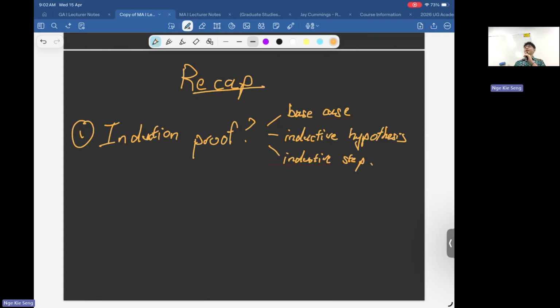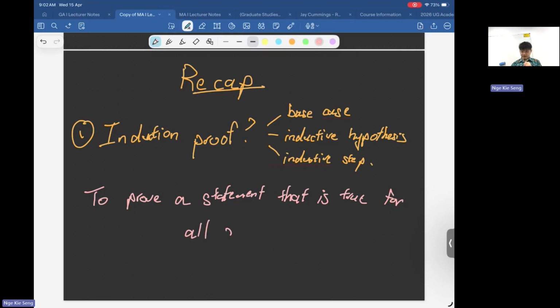Yes, X in where? In where is very important. You want to prove a statement that is true for all X in N. Right. Why is it useful here? If you imagine that if you want to prove for all X in N, what are the things in N?